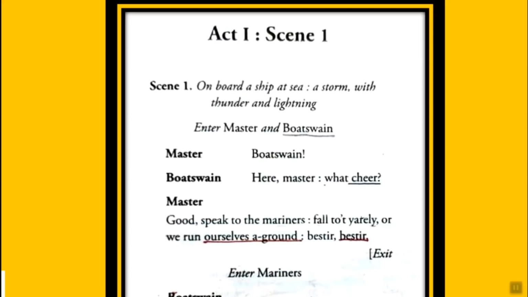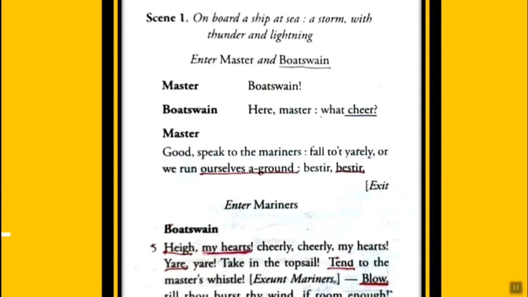So basically he's asking bosun to talk to his mariners that they should start working fast, otherwise they may move into shallow water and the ship may get wrecked. Bestir means hurry, dash, do quickly whatever you have been asked to do.